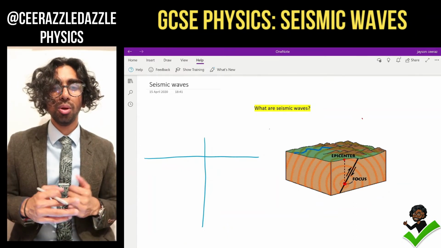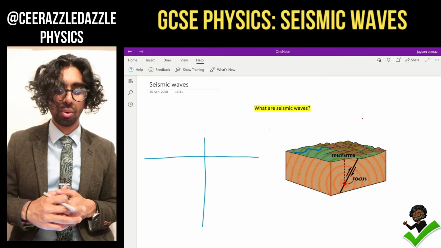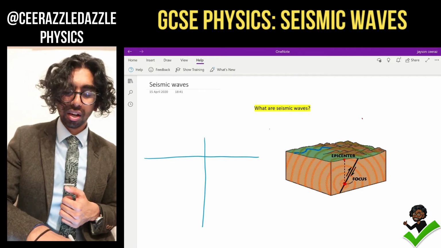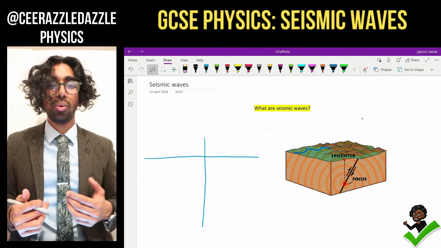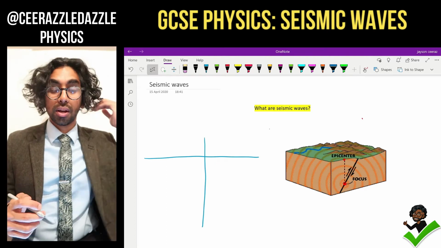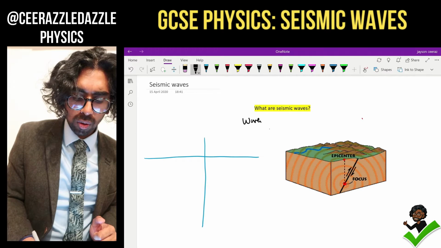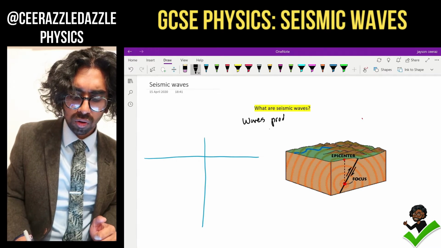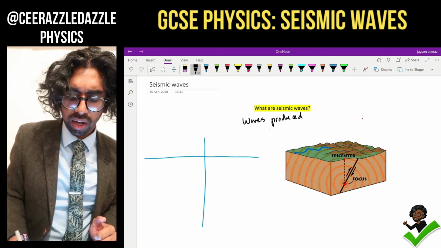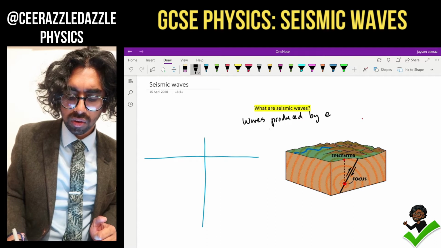In today's session, we're going to be talking about seismic waves. So what exactly are seismic waves? They are simply waves produced when earthquakes occur. So these are waves produced by earthquakes.